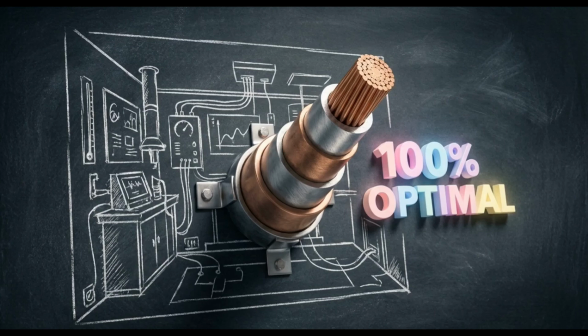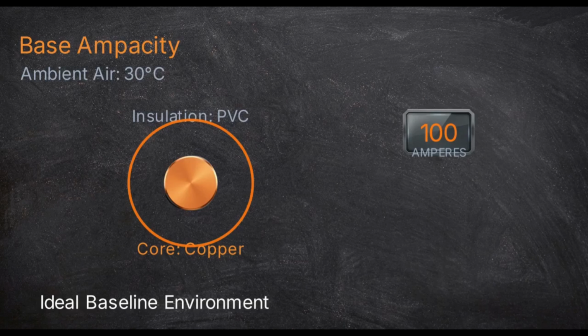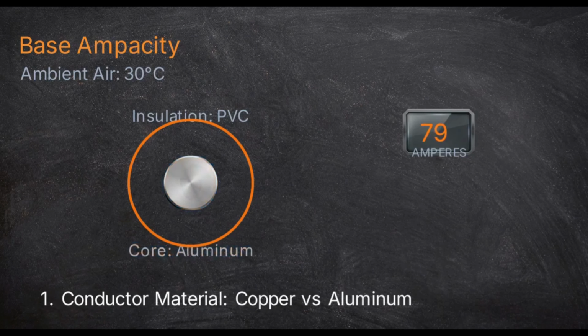Base ampacity represents the maximum theoretical current a cable can carry under mathematically perfect, isolated conditions. This diagram shows the industry standard baseline, a single cable suspended in open air with an ambient temperature of exactly 30 degrees Celsius. In this state, thermal dissipation is unhindered. 3 internal parameters dictate this base value. First is the conductor material. Because copper has lower electrical resistance than aluminum, it generates less heat per ampere and yields a higher base rating.